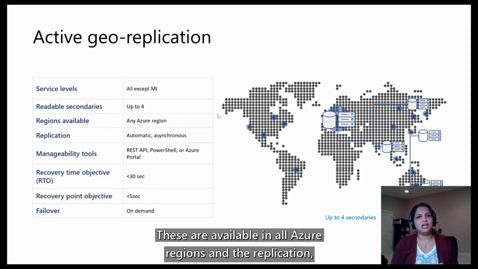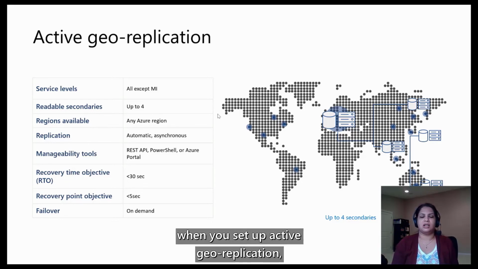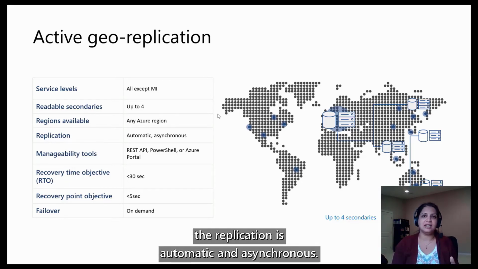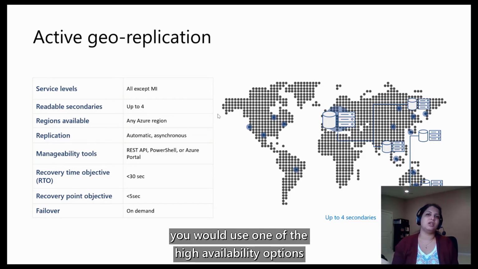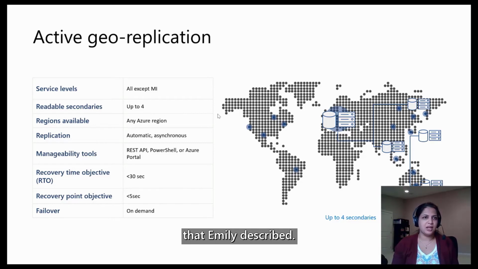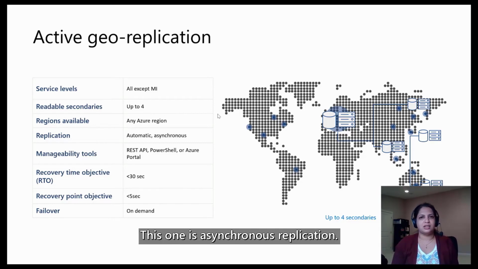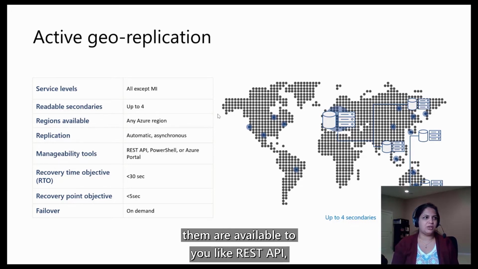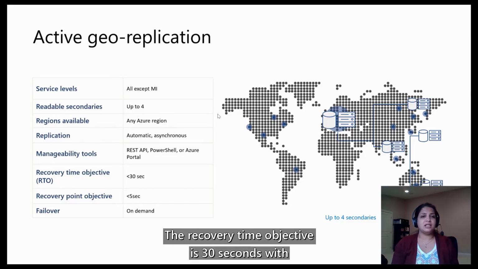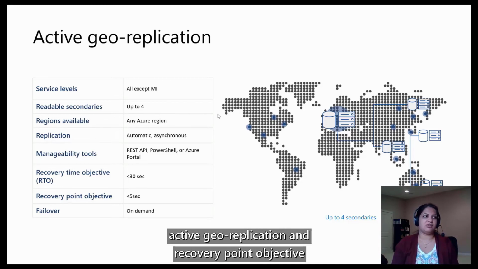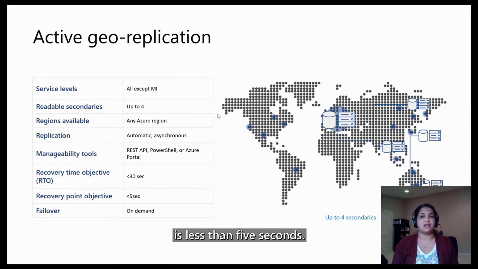When you set up active geo replication, the replication is automatic and asynchronous. If you want synchronous replication, you would use one of the high availability options that Emily described. This one is asynchronous replication. And manageability tools, like all of them, are available to you, like REST API, PowerShell, and Azure Portal. The recovery time objective is 30 seconds with active geo replication, and the recovery point objective is less than 5 seconds.